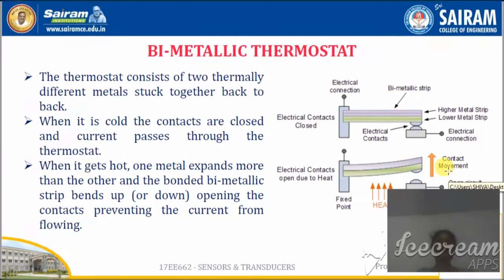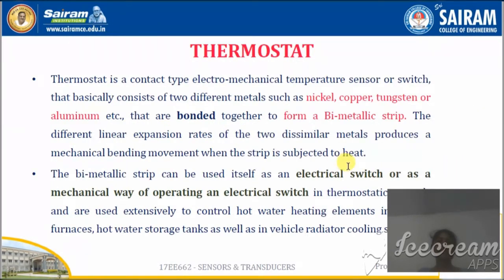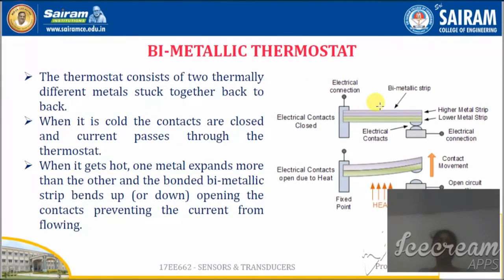Next we will see a bimetallic thermostat. As we discussed, a bimetallic strip comprises two metals such as nickel, copper, tungsten or aluminium. The metal could be anything. As it is a bimetallic strip, the metals are bonded together. So there is a higher metal strip and a lower metal strip. The lower metal strip is bonded below the higher metal strip, and electrical contacts and electrical connections are also available. Since it has two metal strips, it is called a bimetallic strip.